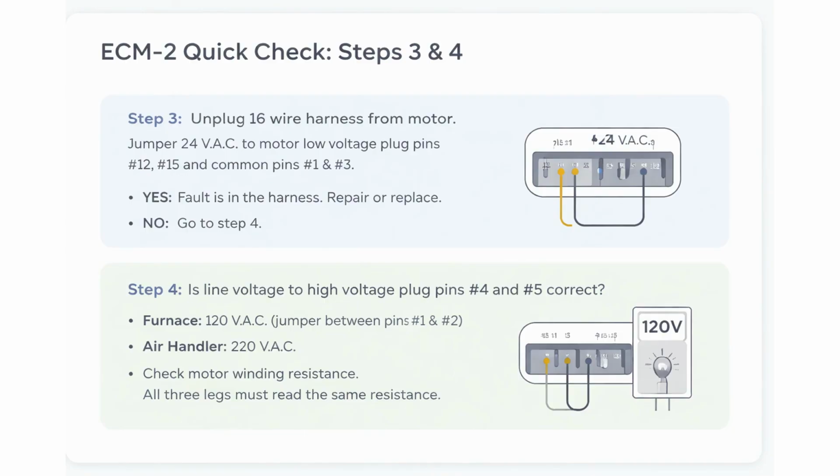Furnaces require 120 volts with a jumper between pins 1 and 2, while air handlers require 220 volts. You should also check the motor winding resistance. All 3 legs will read the exact same resistance, just like a 3-phase motor.